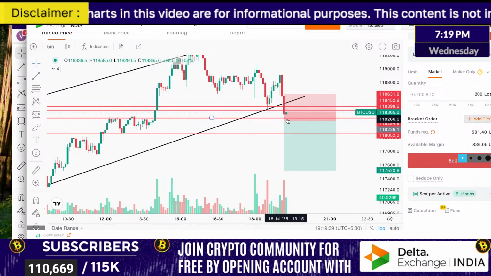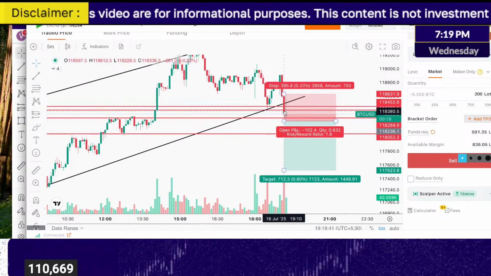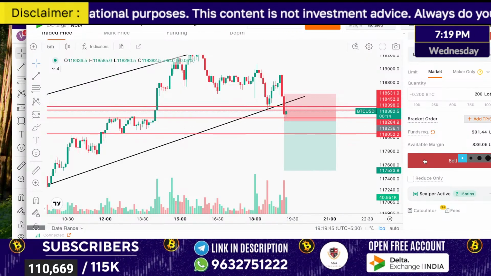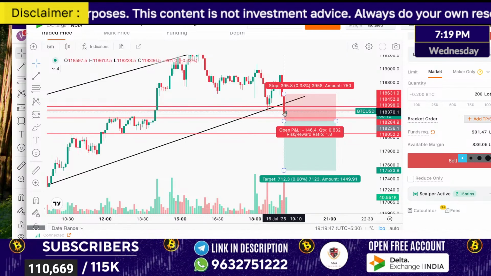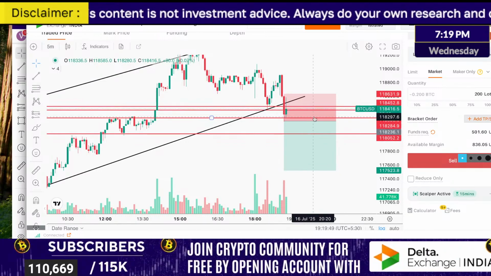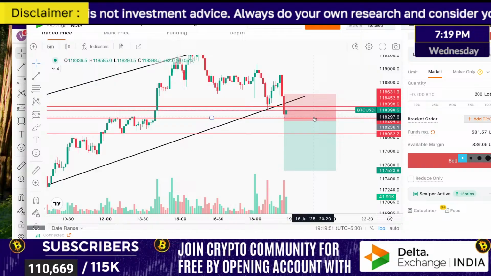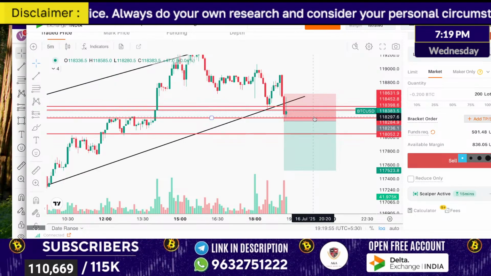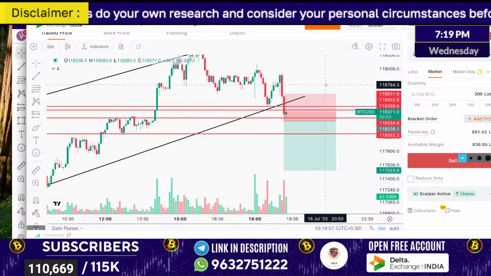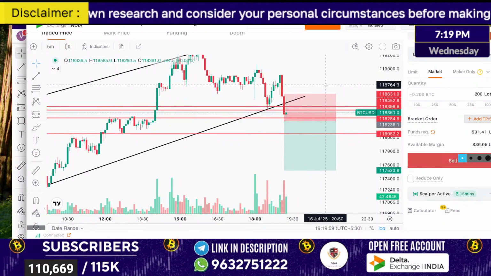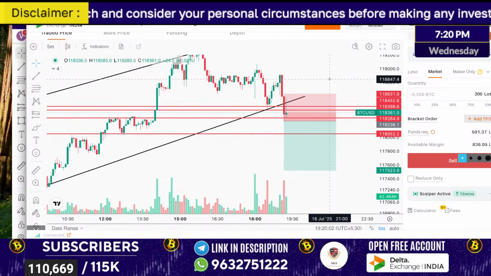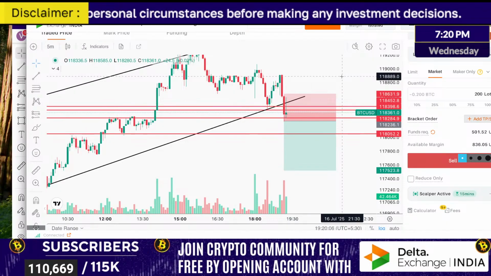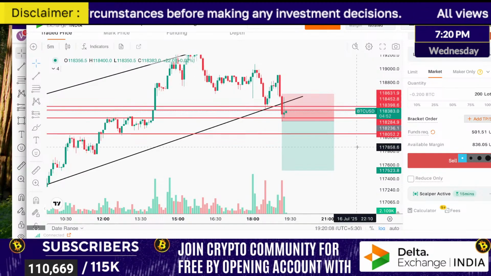Maybe we can consider. Breakdown has happened, retest has happened. So if continuation happens, then we will enter. In case it reverses from here, then again we have to wait for one more setup. Candle closed. It's holding on.